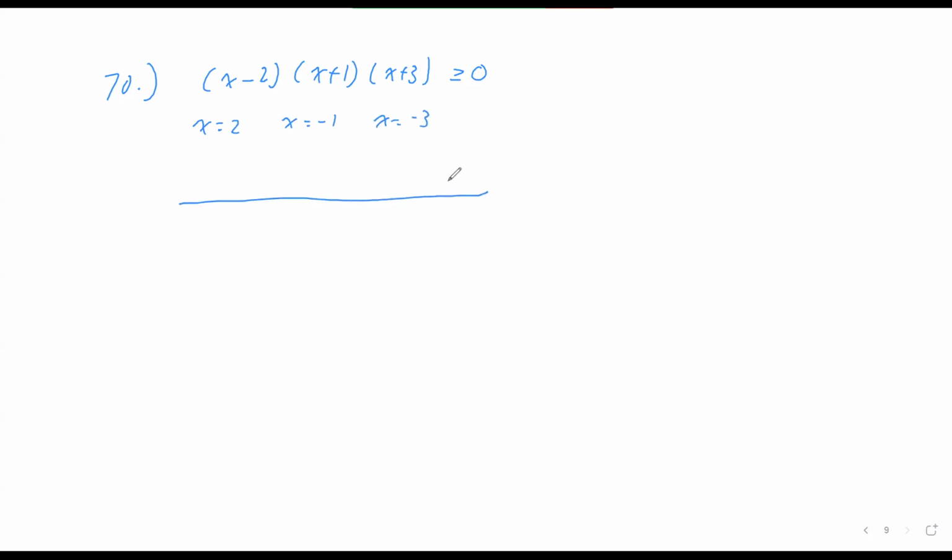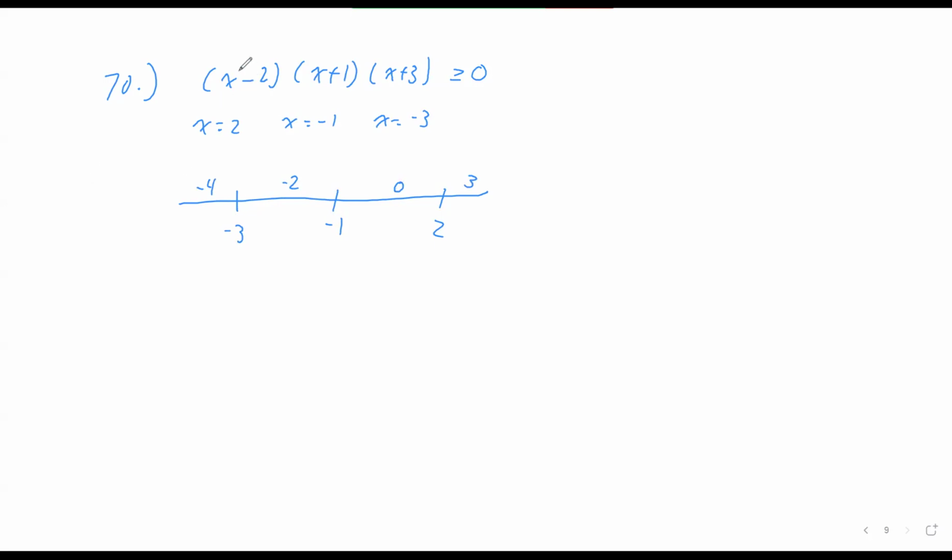So let's look at number 70. 70 is x minus 2 times x plus 1 times x plus 3 is greater than or equal to 0. It's already kind of solved for us. So I get x equals 2, x equals -1, and x equals -3. Those are my boundary numbers. Now I need to choose test numbers. So I'm going to choose -4, -2, 0, and 3. As long as you choose a number between them, it doesn't matter which one you choose.